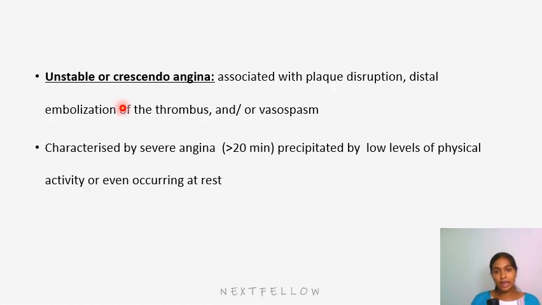Coming to unstable angina, this is associated with plaque disruption, distal embolization of the thrombus, or a vasospasm. This is characterized by a severe anginal pain which can occur even at a low level of physical activity or even at rest. So here this unstable angina may proceed to MI.